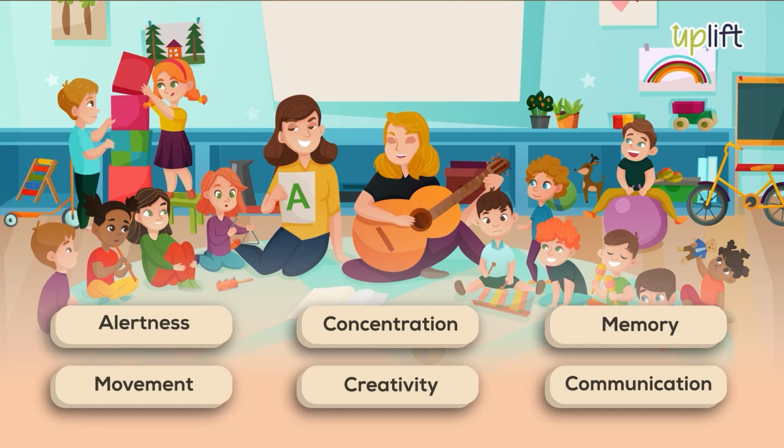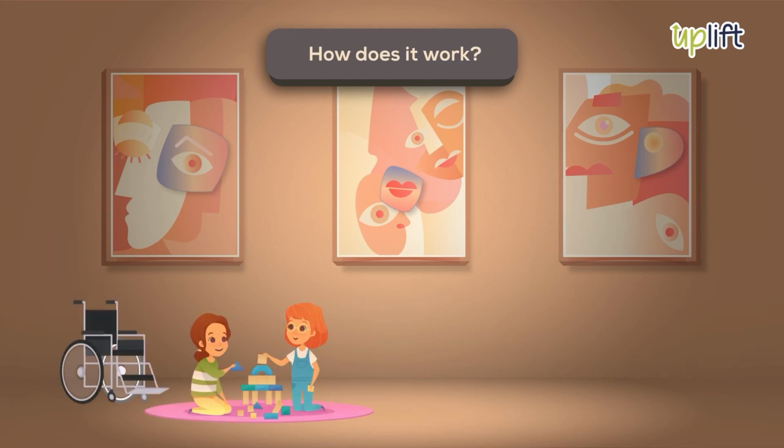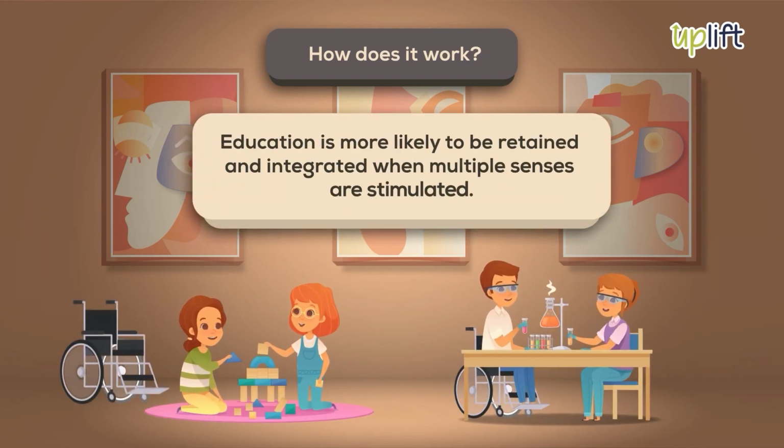We've seen what multisensory teaching is. Let's now see how it works. Education is more likely to be retained and integrated when multiple senses are stimulated. This is true for all children, including those with special needs, as different children have different learning styles which are determined by their most dominant sense.